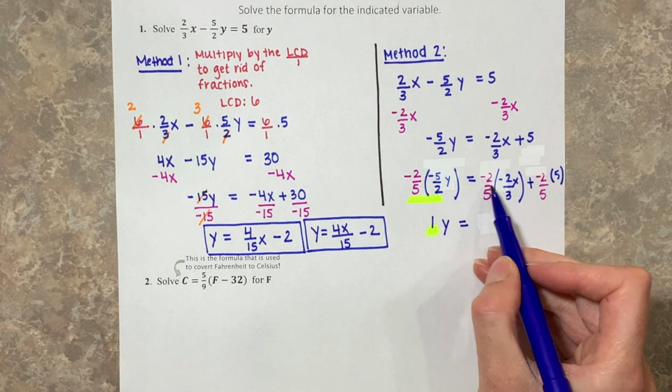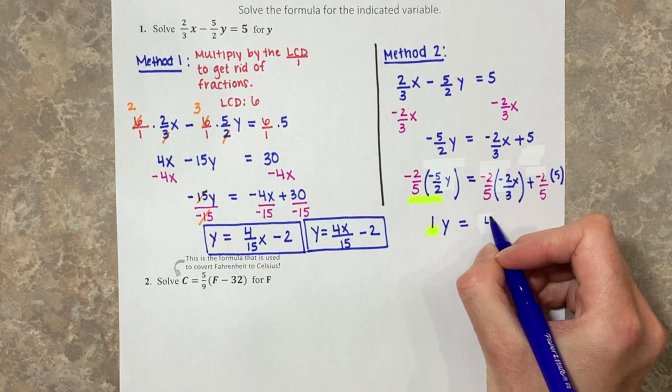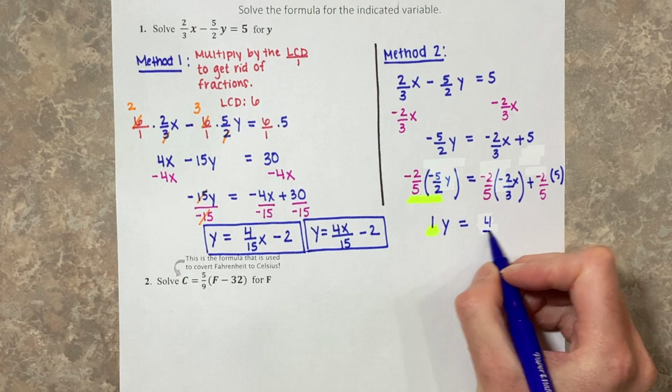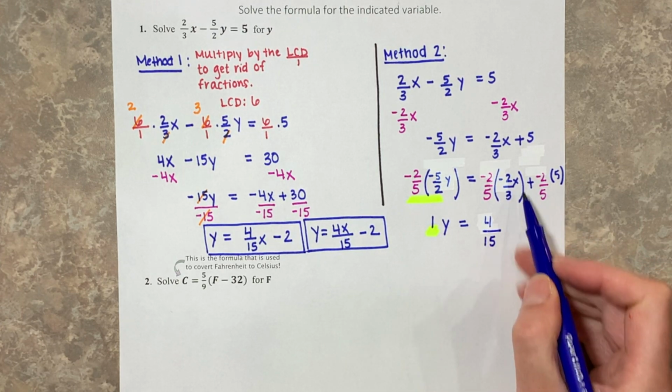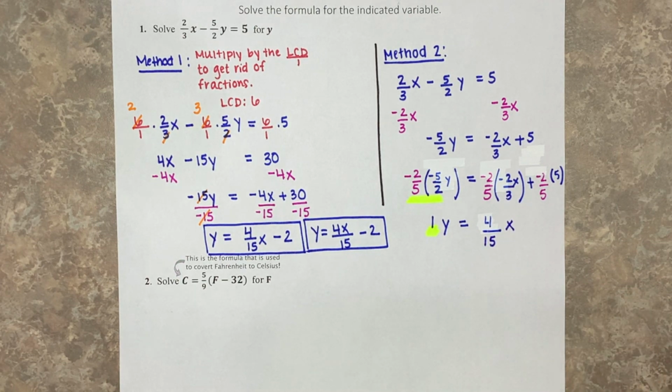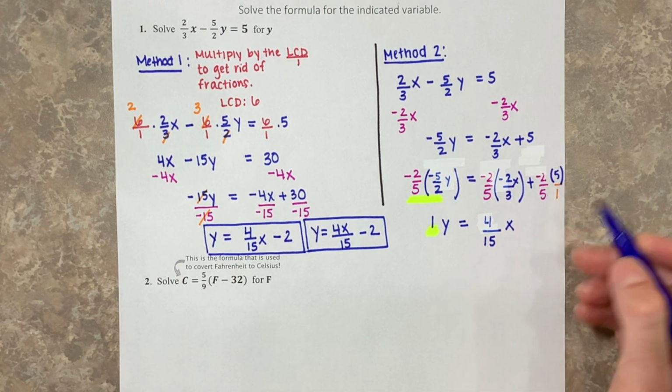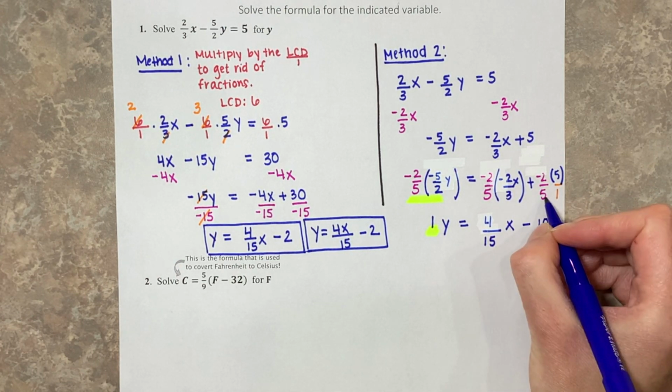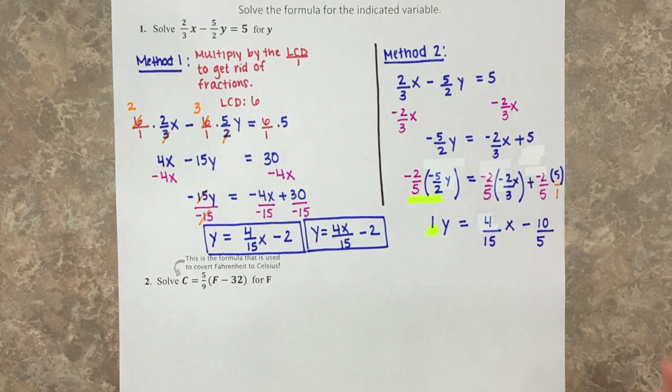Let's see. Negative 2 times negative 2 will give us a positive 4. 5 times 3 will give us 15. And then we can put the x either out front, or if we want to put it in the numerator, we could do that as well. And then let's see, we can picture this 5 as 5 over 1. And so this would give us negative 10. And if we multiply the denominators, that'll give us 5.